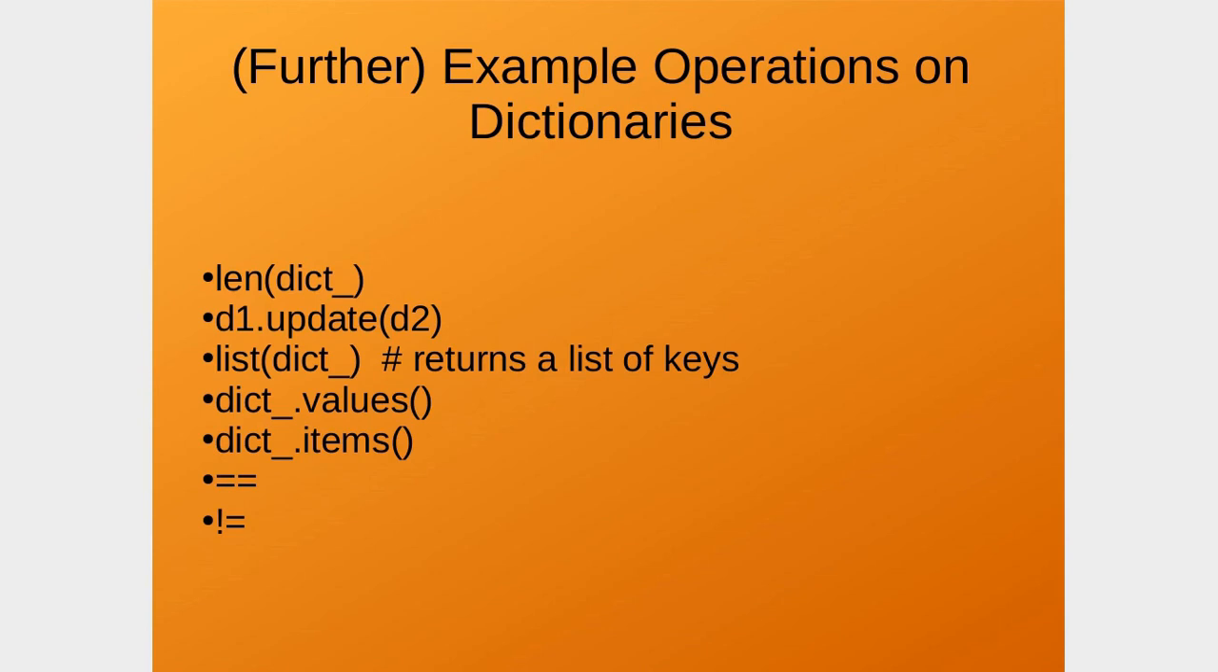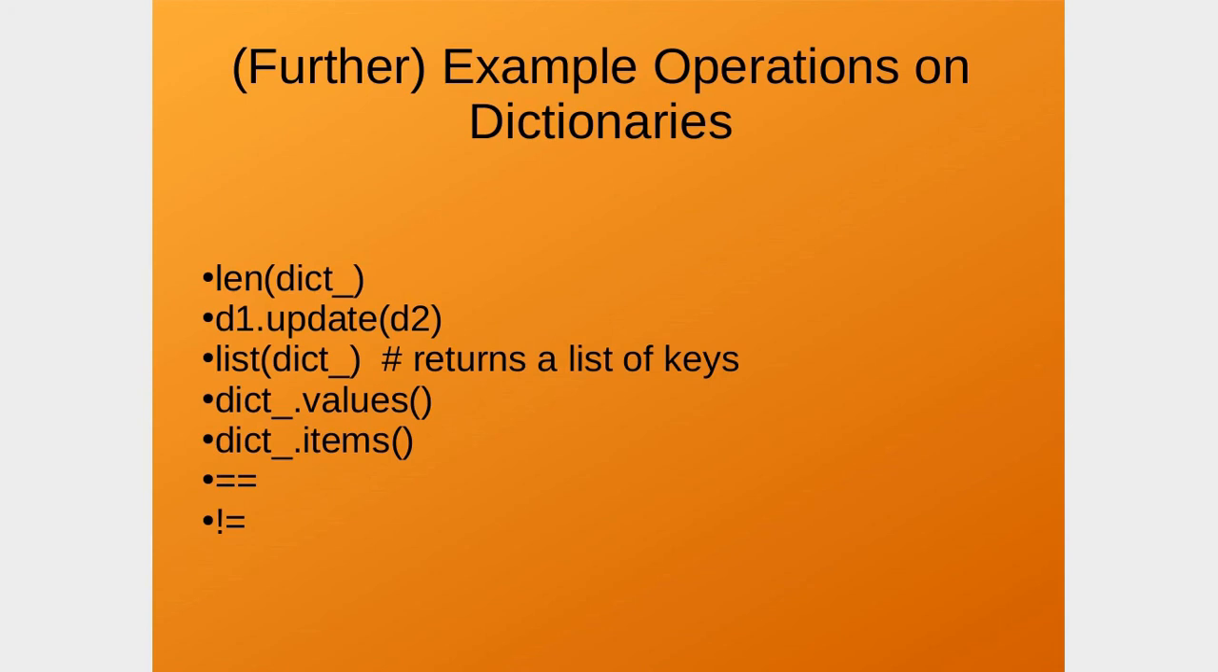List of dict returns just a list of keys. You can also say just for key in dict colon. We'll get to control flow in a while, but you can also just do an iteration over just the keys of a dict with a simple for loop. You don't necessarily have to get back a list of keys. You can get a lazy iterator of the keys.